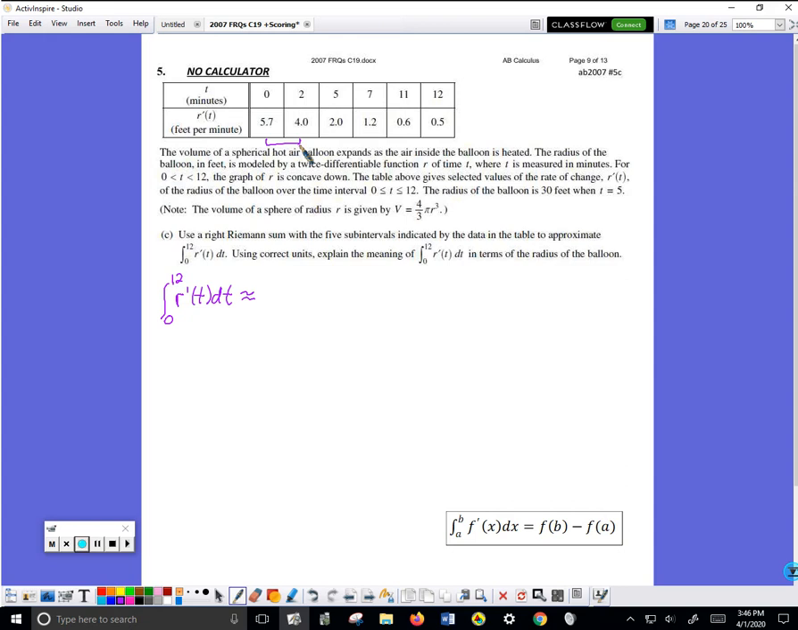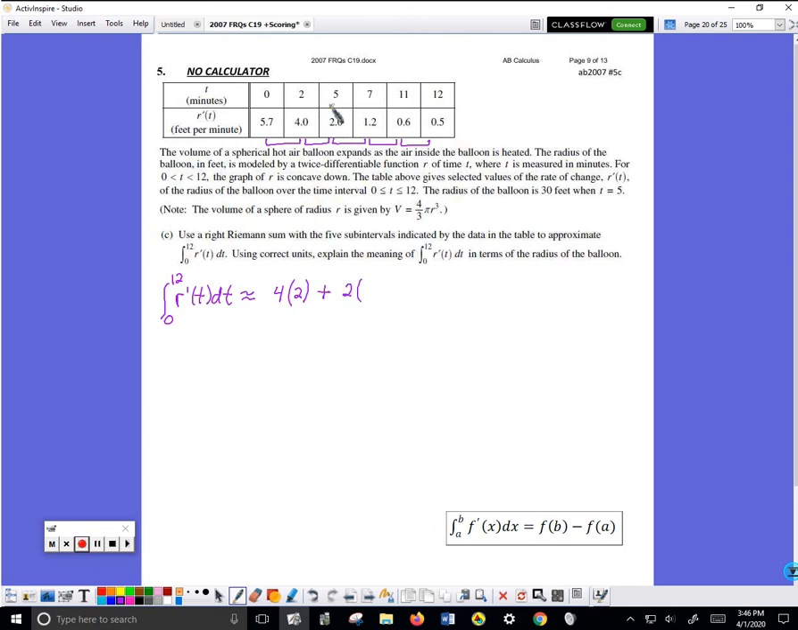I'm doing a right Riemann sum, so I go to the first subinterval, I go to the right and pick the value of R prime. The value of R prime is 4. The dt, or change in time, for the first subinterval is 2. And I repeat the process for each of the other subintervals, always picking the value of R prime on the right. So now I pick 2.